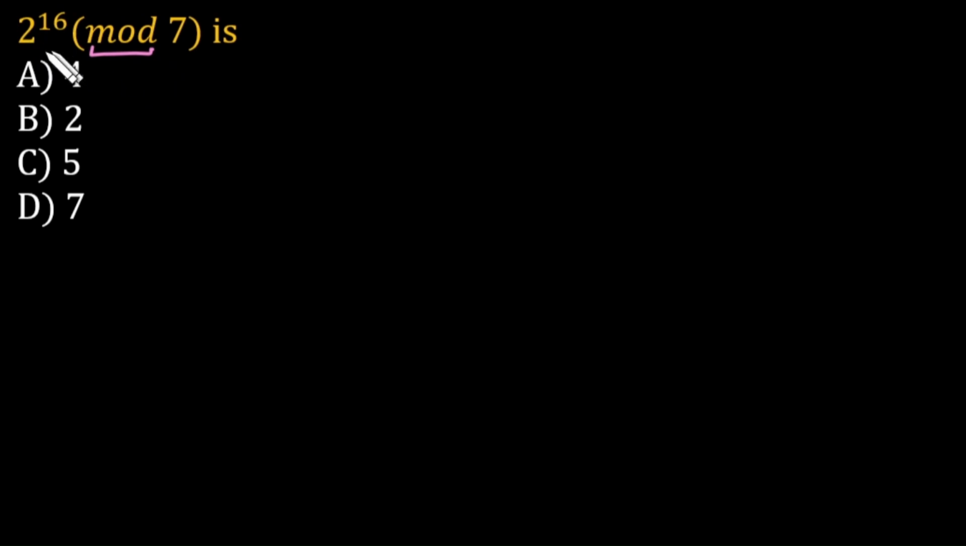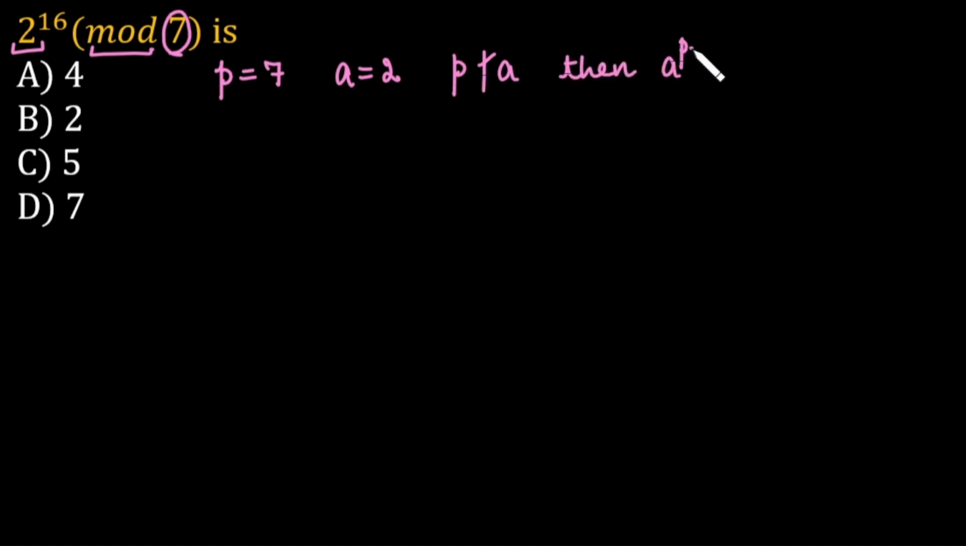So keep in mind, if we have any number raised to a power higher than this, then we are going to apply Fermat's theorem. How to apply Fermat's theorem? Here we have a prime number as we are dividing by 7. It means in this case P is equal to 7, whereas A is equal to 2 because the base is 2. According to Fermat's theorem, if P does not divide A, then A raised to power P minus 1 is congruent to 1 mod P.